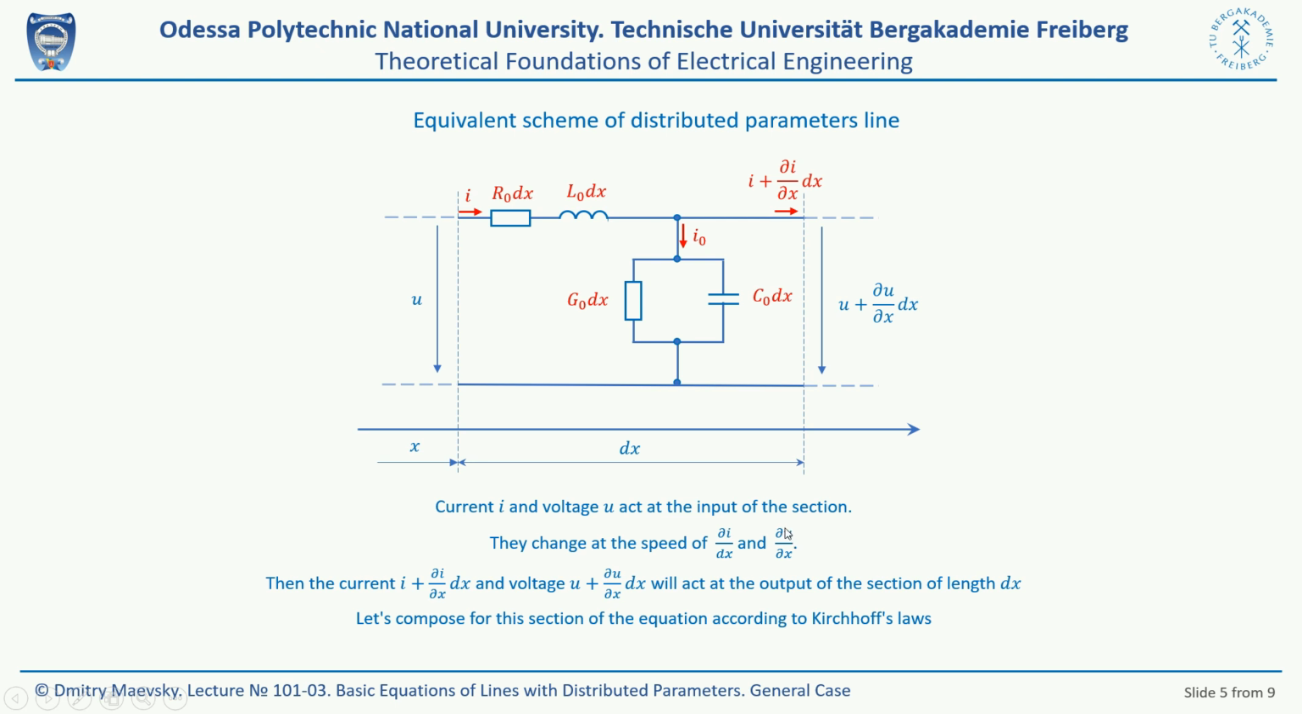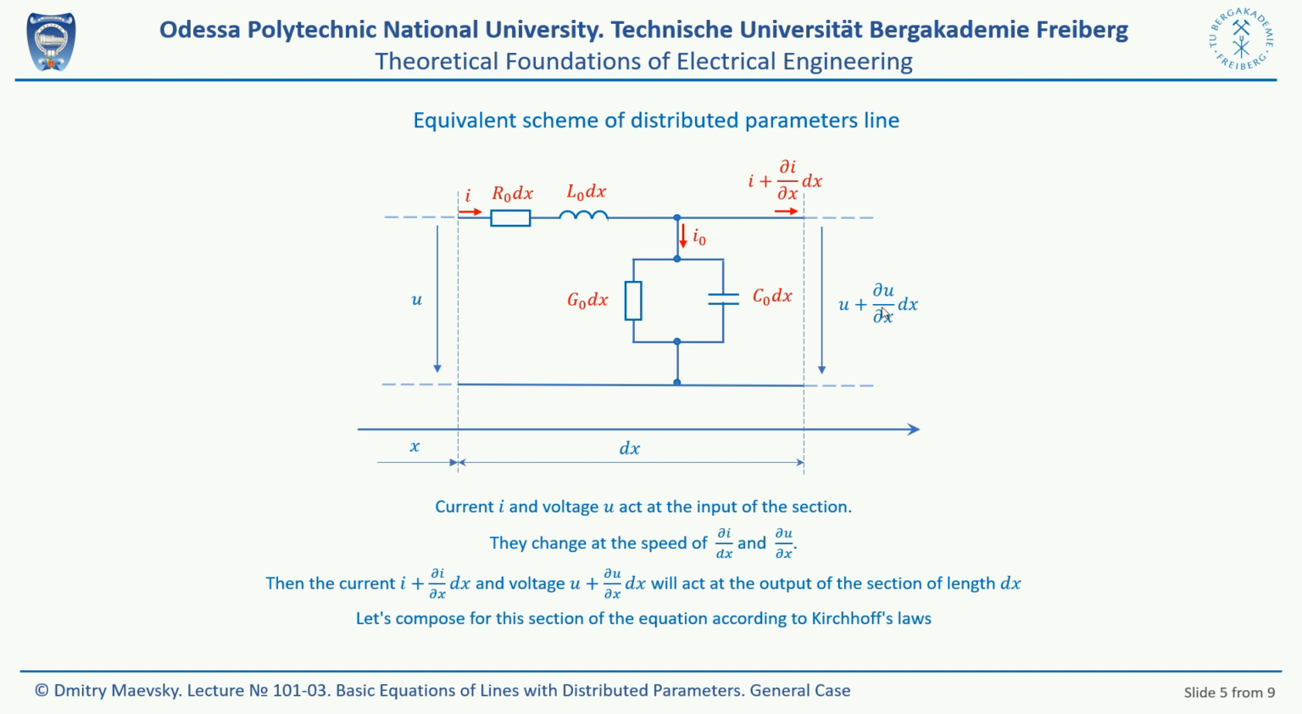When passing through a section of length dx, the current will change by the value defined as the partial derivative di by dx multiplied by dx, and the voltage by the value du by dx partial derivative multiplied by dx. Then, at the end of the section, the current is the sum of the previous value and the value of this change. Similarly, the voltage at the end of the section can be defined as the sum of the voltage at the beginning of the section and the value of its change, du by dx multiplied by dx.